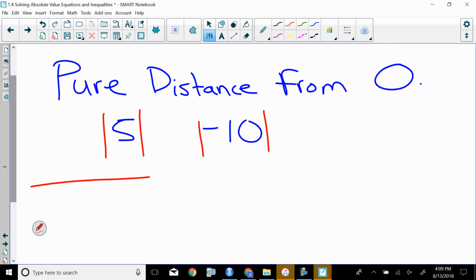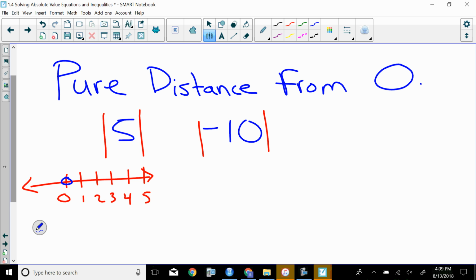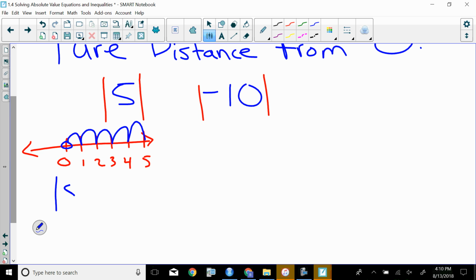Well, if I've got a number line out, 0, 1, 2, 3, 4, 5. How long does it take me to go from 0 to 5? 1, 2, 3, 4, 5. Thus, the absolute value of 5 is equal to 5. Notice I didn't do anything with signs.